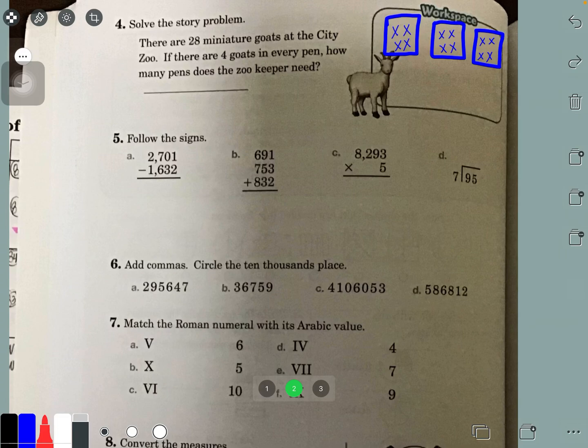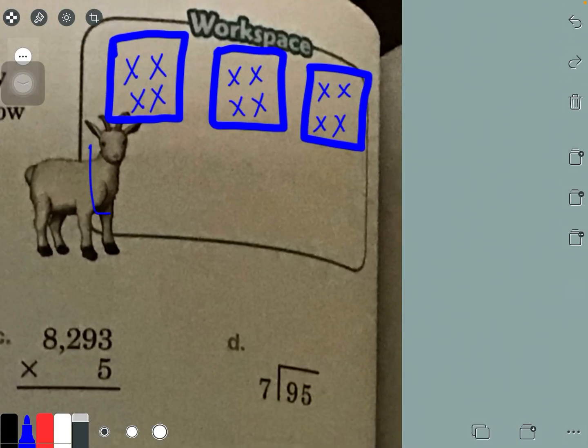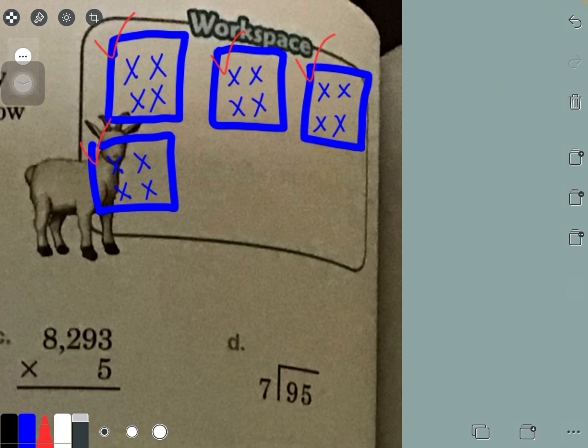You're probably thinking, how long are we going to do this? Until we reach 28, all right? So I'm going to draw another pen. Sorry, Mr. Goat. I'm going to have to draw over you. And then I'm going to draw 4 goats. 1, 2, 3, 4. Okay, so I've got 4, 8, 12, 16. All right. So I've got 16 so far.